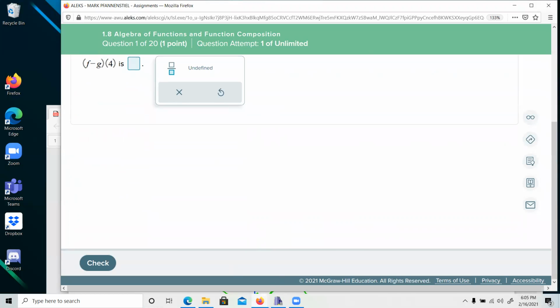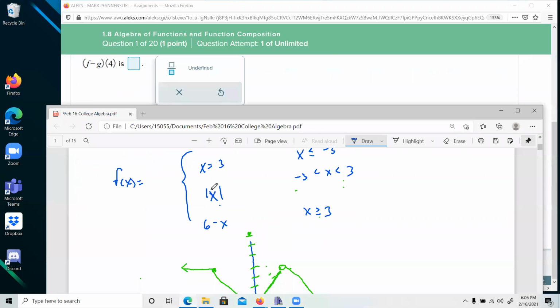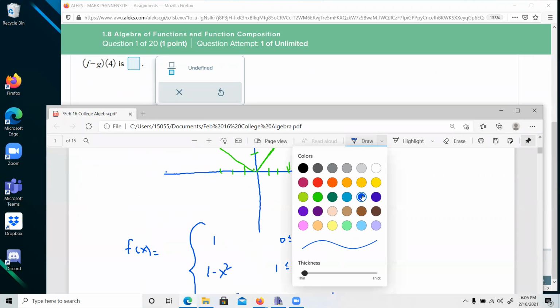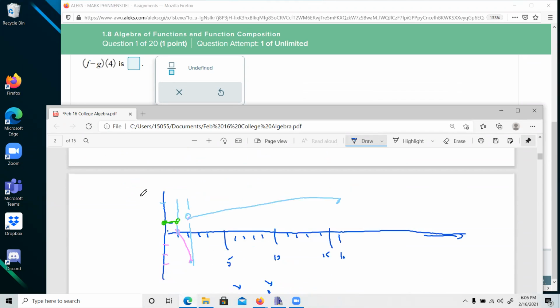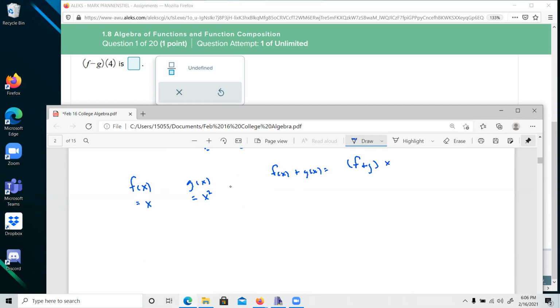Okay, so this does start off pretty tame. All they're saying is, if we had two functions, f of x and g of x, where f of x is equal to x and g of x is equal to x squared, then f of x plus g of x, we can write it as f plus g of x, and that is going to be x plus x squared.